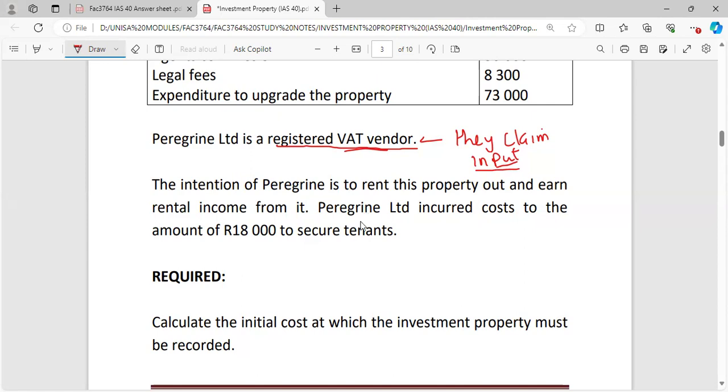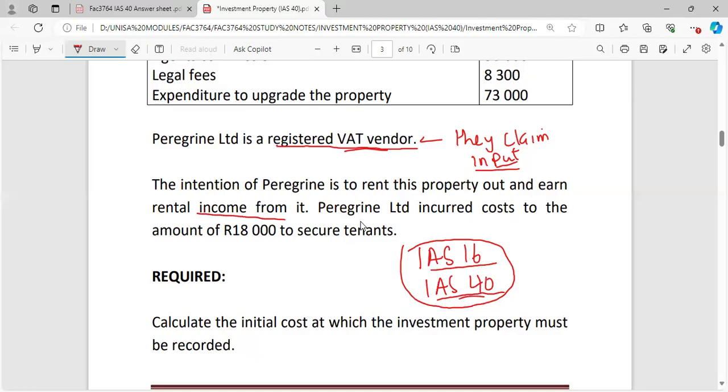These are some of the keywords. Remember I said IAS 16 and IAS 40, the questions will be mixed. It will be one question mixed. So what is important is for you to be able to identify this is investment property, this is PPE. So if the question says the intention is to rent this property out and earn rental income, then you know it's going to fall under IAS 40.